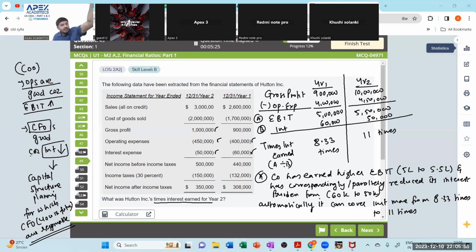Ultimately, who do they go into? They go into the CEO. You need to keep that much in mind. So that is essential. So what is the times interest earned?